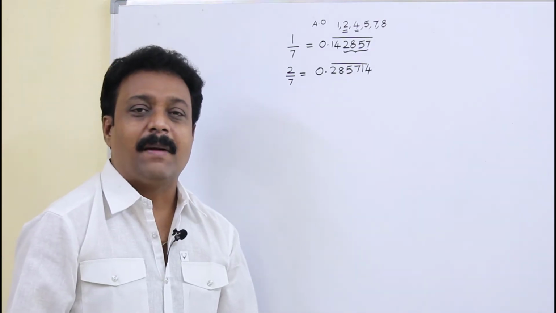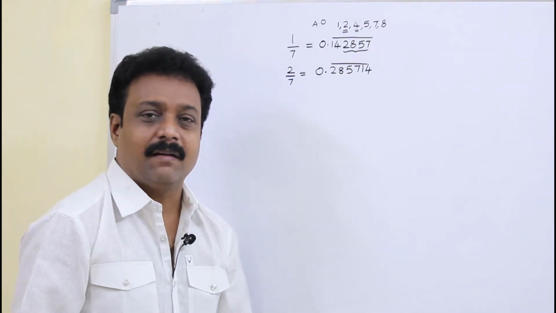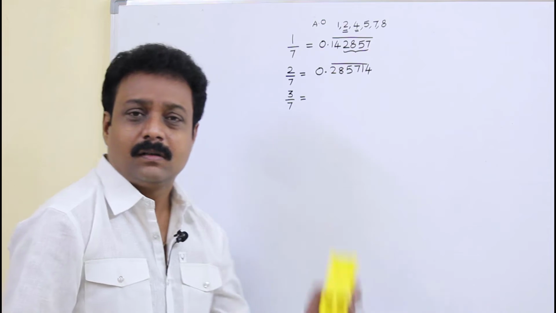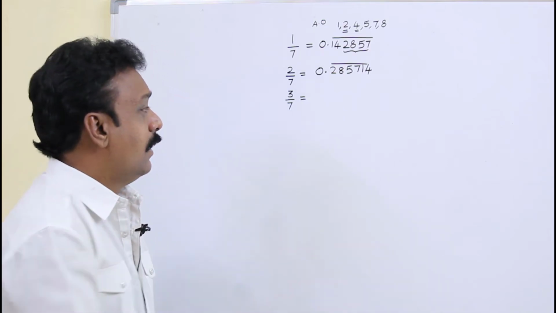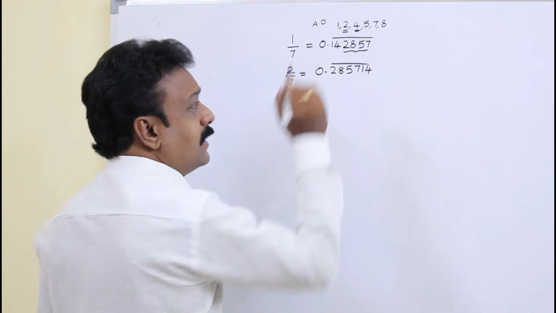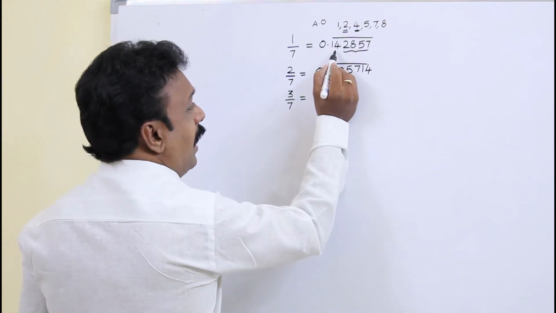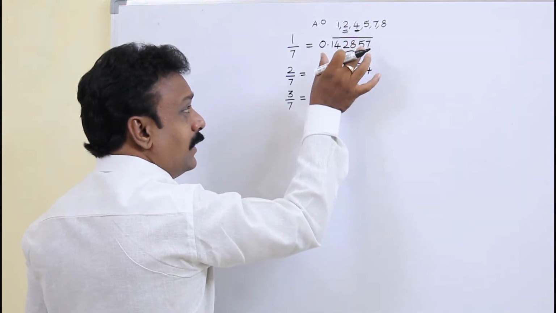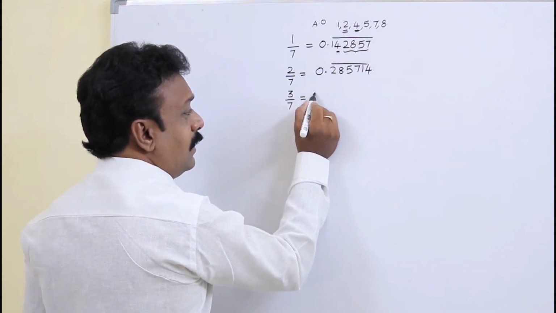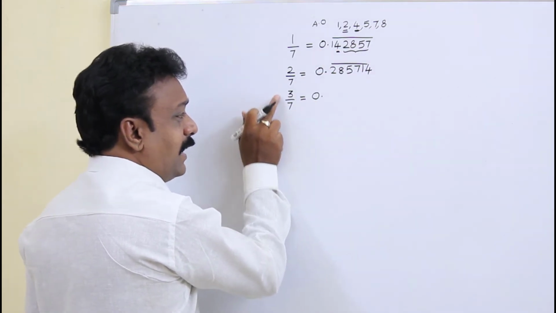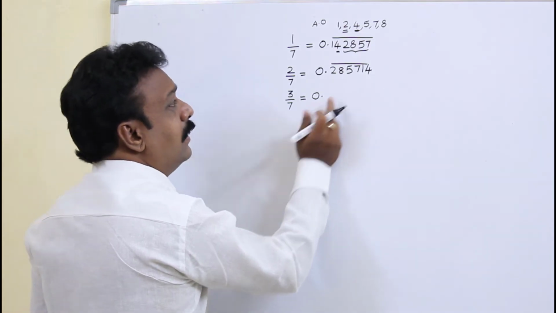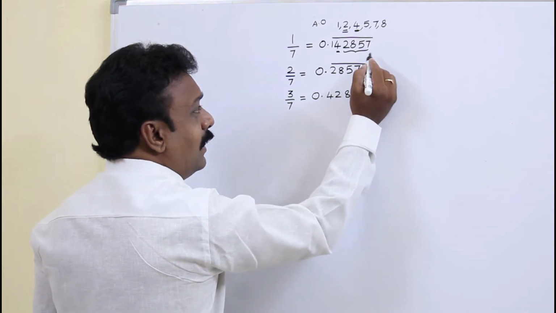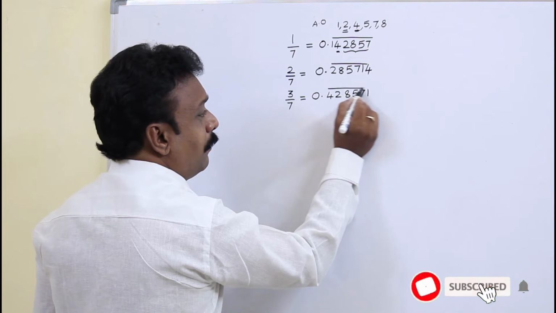Now, 3 by 7, dividing 3 by 7. You might have found the trick so far. Now, the third smallest digit is 4. So, let us start with 4. We have to take this as criteria. This is the base. So, let us start 0 point. Why 0? Because 3 is less than 7, so we write 0.4285 and come to the starting point, 1 bar.